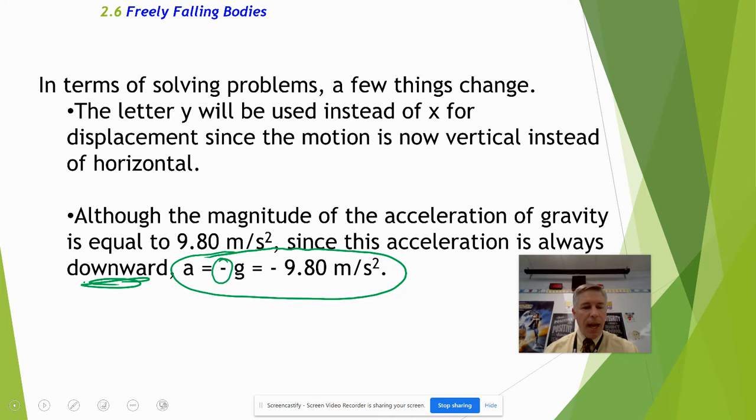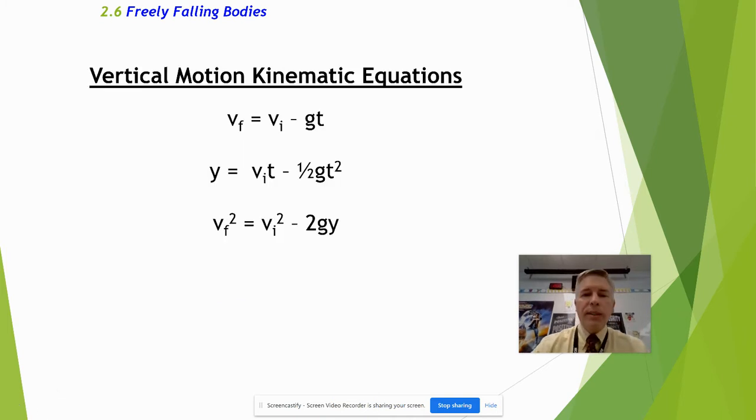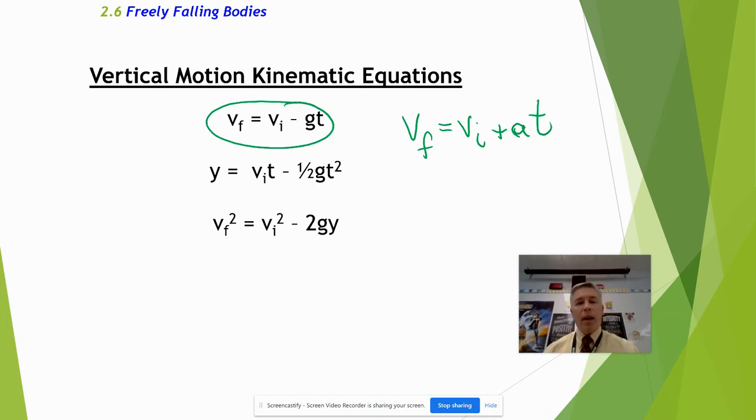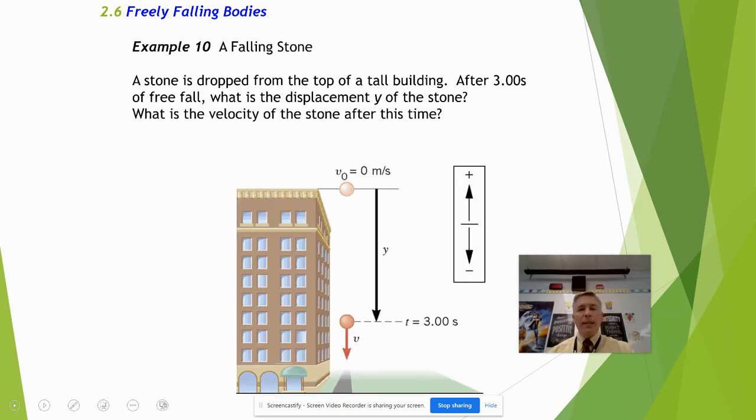I'm just going to slap that right into the equations. For example, I took my first equation, vf equals vi plus at. In place of the a, I'm putting in minus g. So I now have subtracting gt, or subtracting 1/2 gt squared, or subtracting 2gy. You don't have to put in negative 9.8. You're putting in just 9.8 for g, but I've put in the negative, making all these subtraction as opposed to addition. So let's try some problems with this.